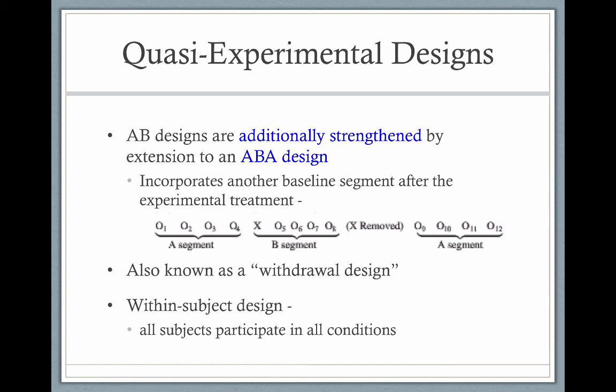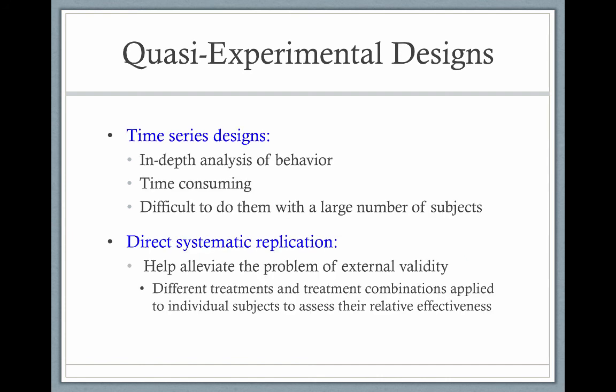Let's say in that example we just looked at, if you took the hearing aids back, if you removed the hearing aids, would we go back to baseline? Then you know for sure your treatment's effective. A time series design provides an in-depth analysis of behavior, but it's time-consuming and it's difficult to do with a large number of subjects. Direct systematic replication helps to alleviate the problem of external validity, with different treatments and different treatment combinations applied to individuals to assess their relative effectiveness.